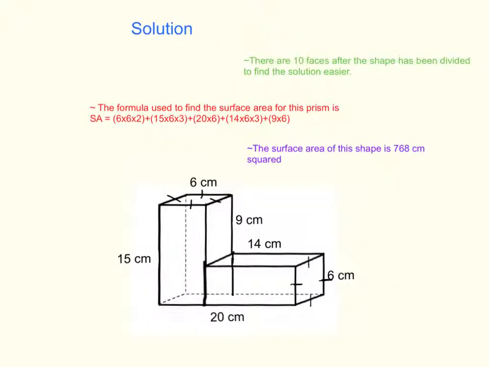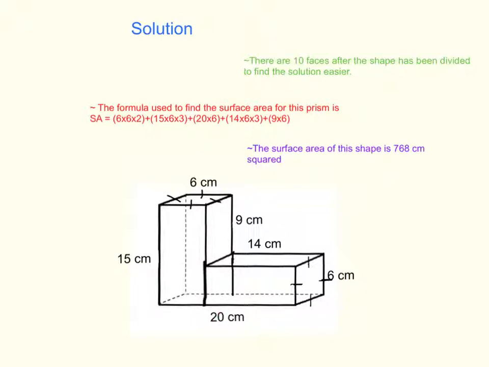Alright, now to solve this particular problem, we have identified that there are 10 faces after the shape has been divided to find a solution more easily. As we mentioned before, I have divided this face here, these two, so that we can find the surface area easier for these two particular shapes and that one on the other side. However, we did not divide the bottom, the base of this composite shape, because it will be easier for us. It will be 20 times 6.